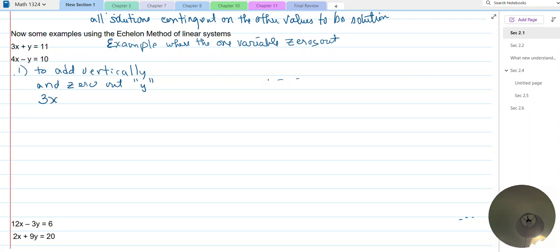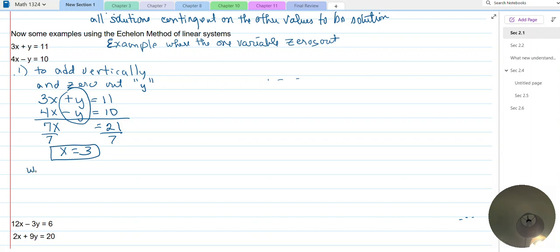So I have 3x plus y equals 11. I have 4x minus y equals 10. So I'm going to add vertically. 3x and 4x is 7x, but y minus y is 0, and then we're going to have 21. Well, now we're going to solve this equation. I'm going to divide both sides by 7, so x is 3. We have 1/2 of the solution.